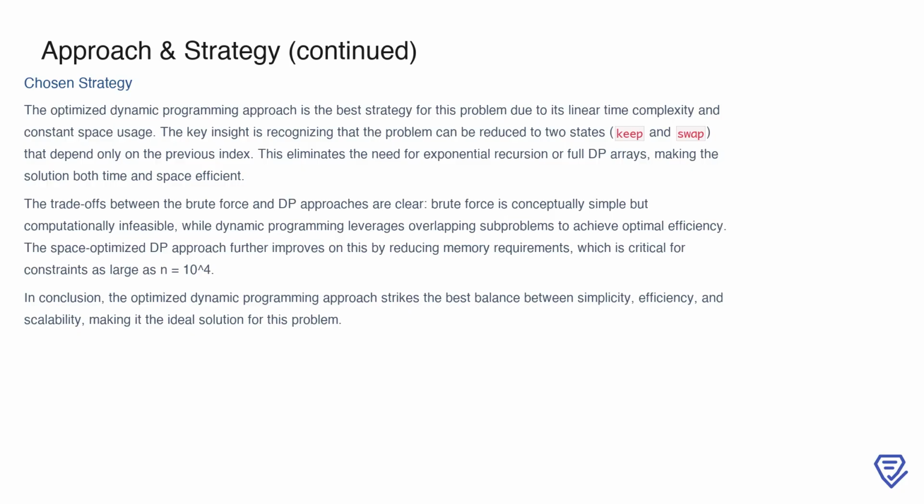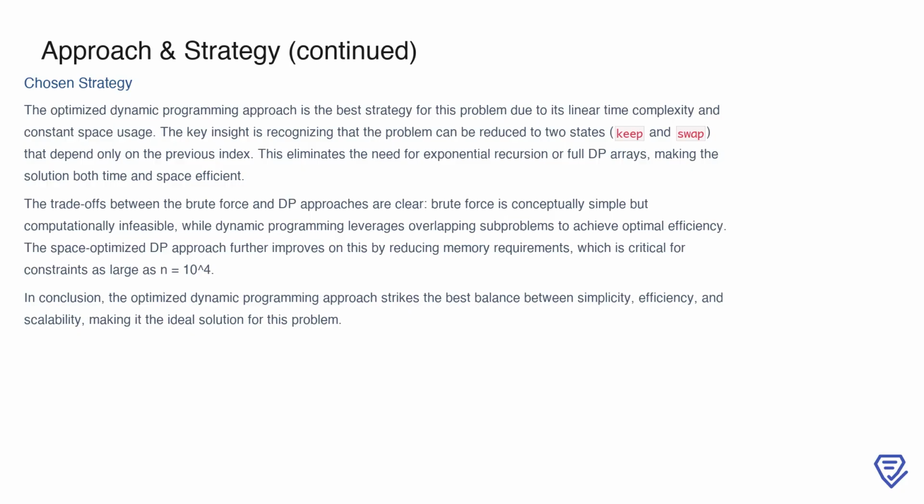It combines linear time complexity with constant space usage, leveraging the insight that the solution only requires tracking two states, keep and swap, that depend on the previous index. This eliminates both the exponential computations of the brute force method and the unnecessary memory overhead of full DP arrays.